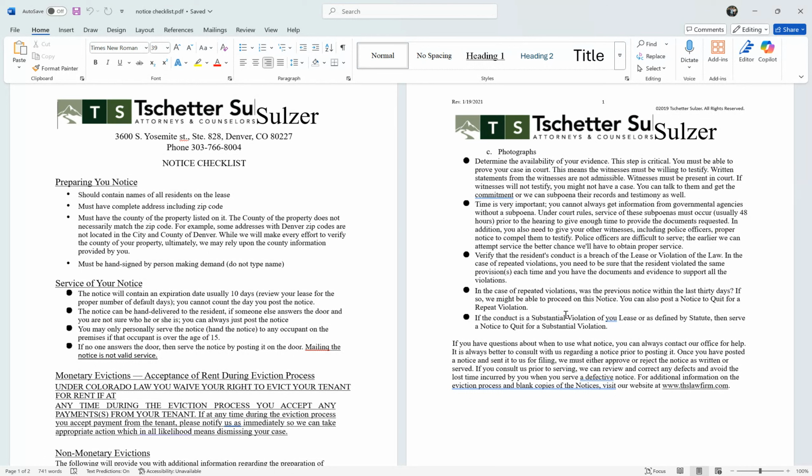Verify that the resident's conduct is a breach of the lease or violation of the law. In the case of repeated violations, you need to be sure that the resident violated the same provision each time and you have the documents and evidence to support all the violations. In the case of repeated violations, was the previous notice within the last 30 days? If so, we might be able to proceed on this notice. You can also post a notice to quit for a repeat violation. If the conduct is a substantial violation of your lease, or as defined by statute, then serve a notice to quit for a substantial violation.